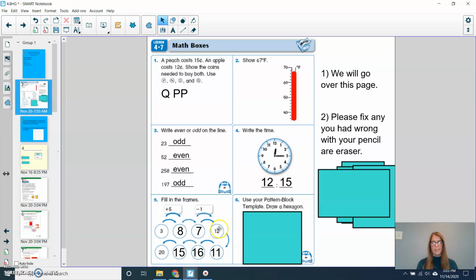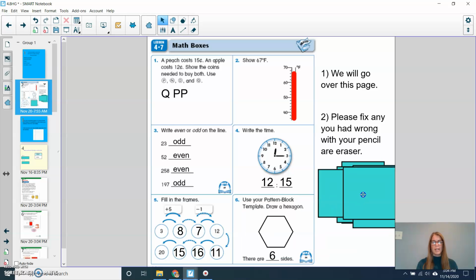They gave me the answer of 12. From 12, I need to subtract 1 to get to 11. Then I add 5 to get me to 16. 16 minus 1 is 15, and then they gave me the number 20. For question number 6, use your pattern block template, draw a hexagon. So you can see my hexagon has 6 sides.